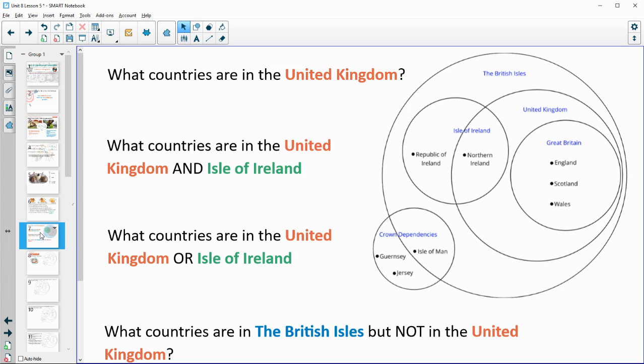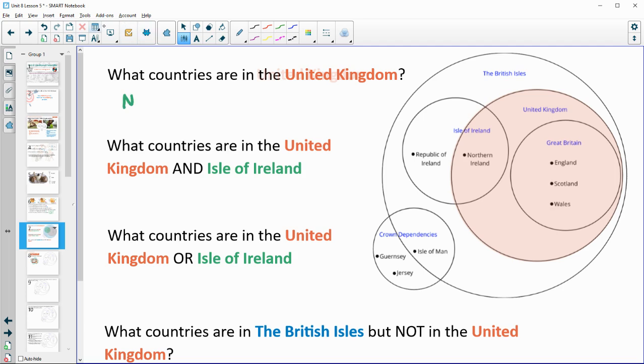All right, so we're going to look at a pretty complex Venn diagram on the next page in your workbook. So I want to make sure that we understand how to read this, what it's talking about, before you go ahead and try and answer the 10 questions in your workbook. So what countries are in the United Kingdom? So when we look at the United Kingdom, we see that it covers this whole space here. So what countries are in the United Kingdom? And that's going to be Northern Ireland, England, Scotland, and Wales.